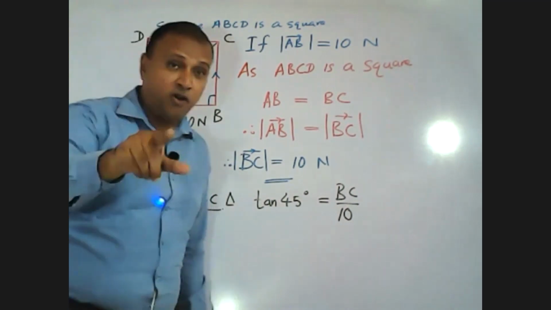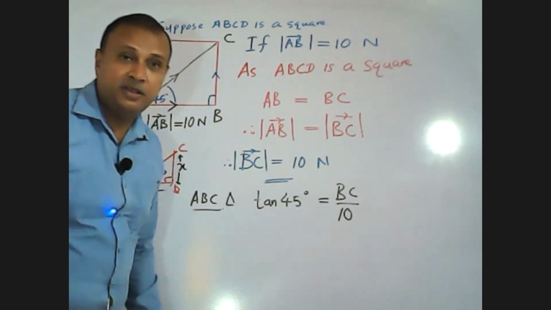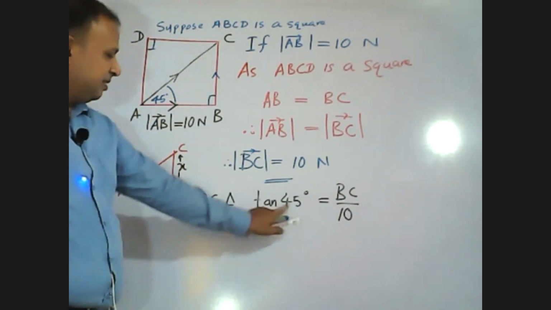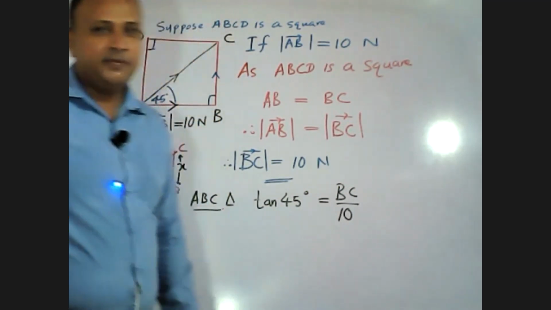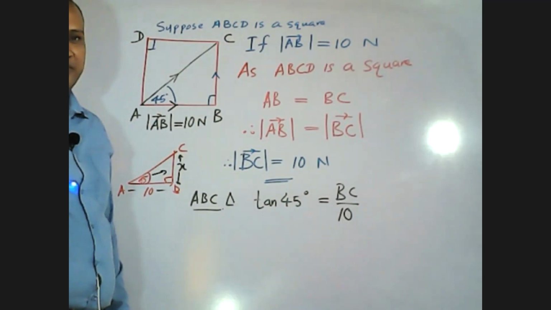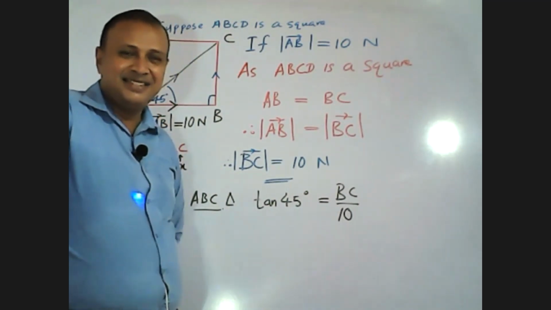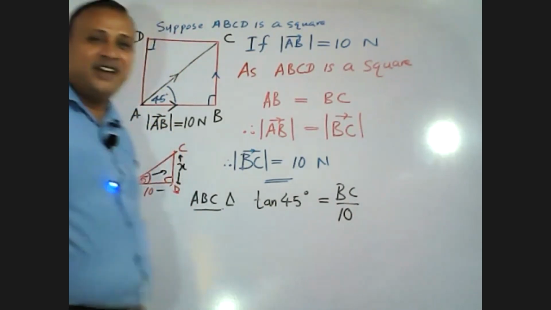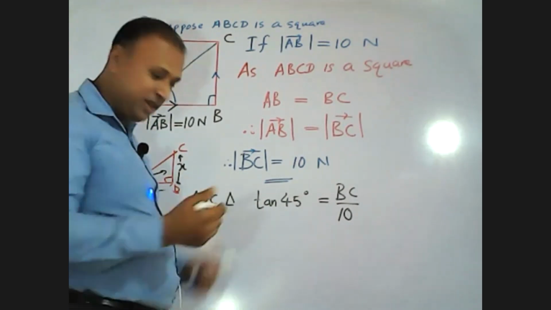Then you should remember the value of tan 45. What is the value? Tell me. Very good. Tan 45 is equal to 1.